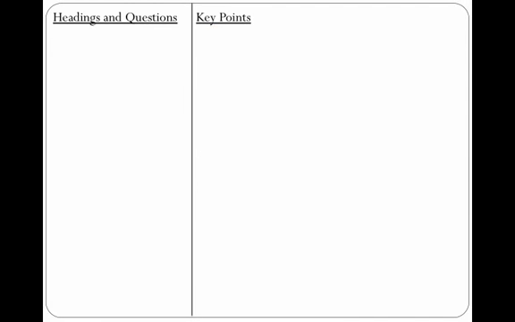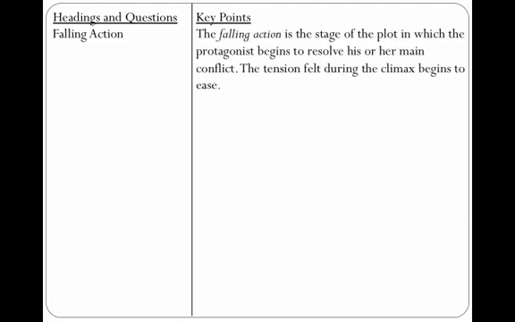The next header you should write down is falling action. The falling action is the stage of the plot in which the protagonist begins to resolve his or her main conflict. The tension felt during the climax begins to ease. So this is when the protagonist starts to resolve the conflict.